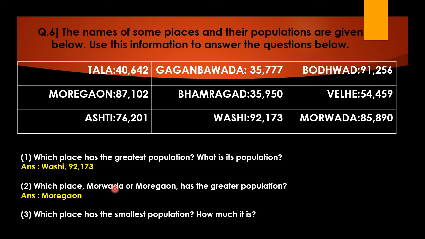Third question. Which place has the smallest population? How much is it? Smallest population. Let us find. Yes, 35,000. Here also 35,000 is there, but that of Gaganbawda is 35,777, which is the smallest one. So answer is Gaganbawda, 35,777. In this way we have solved the problem set 2 today.